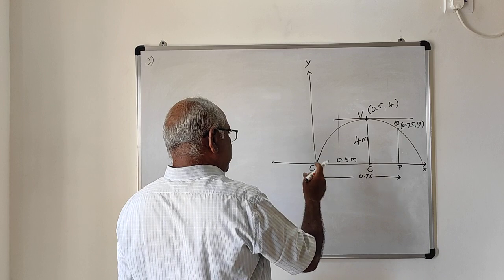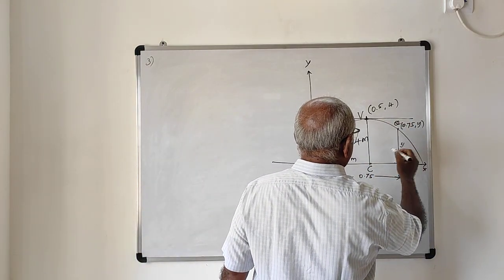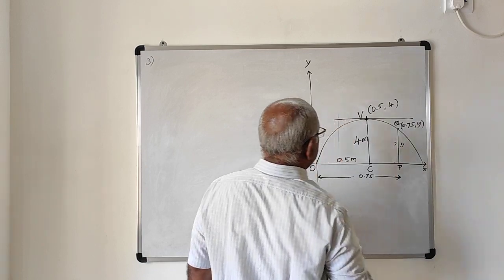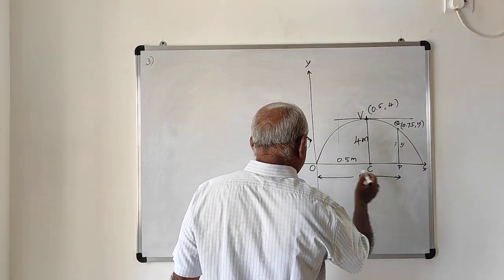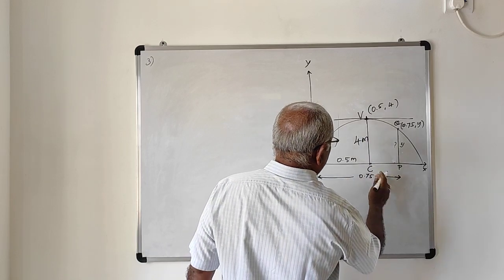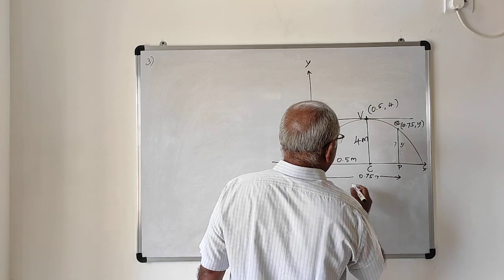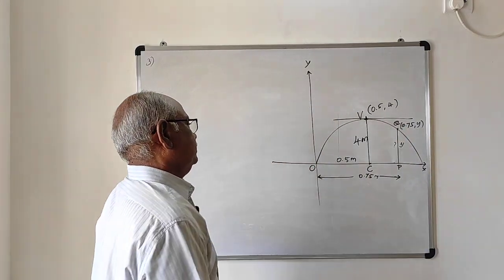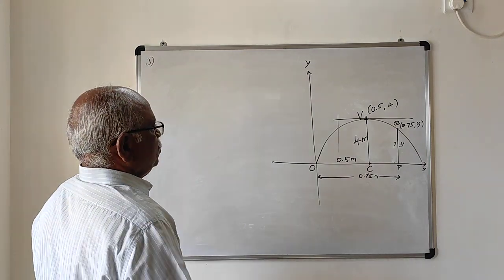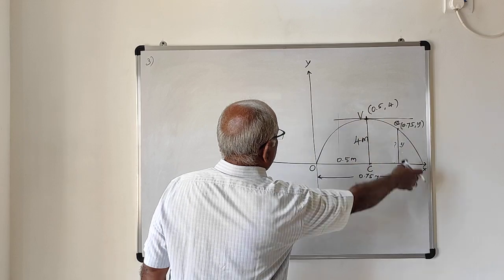Now, what is the height of the flow of water? This height they are asking. And what is the height of the water when it is at a distance of 0.75 meter from the origin? That is the problem.